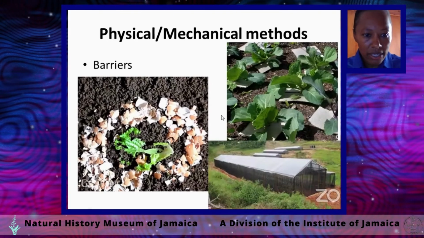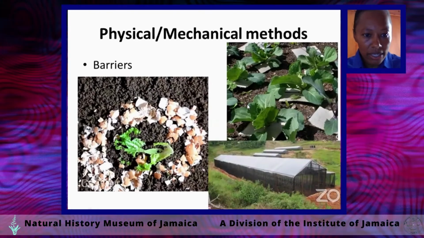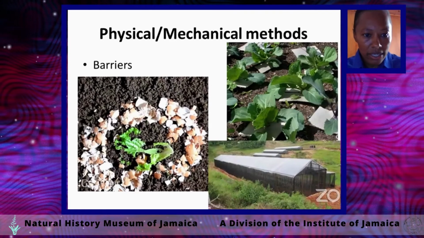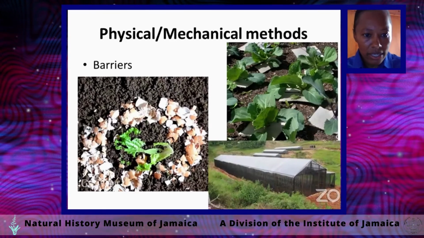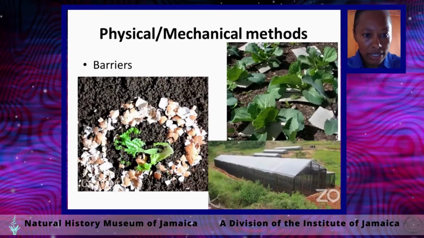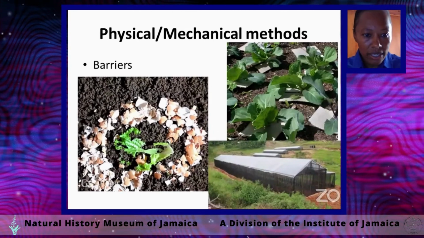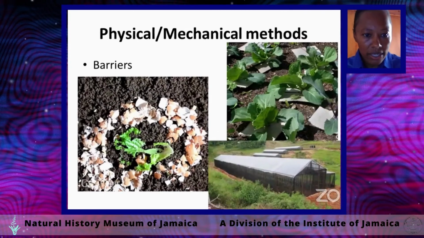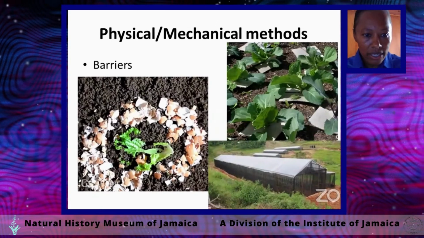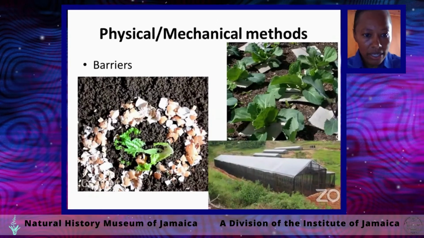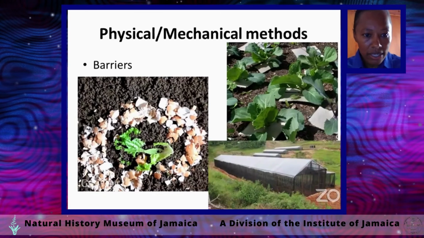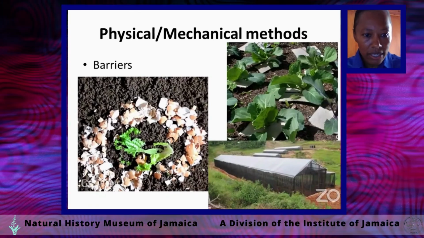The picture here is just some cardboard that is used to cover the bases of each plant. And what this does is to prevent insects like your cutworms from damaging the plant, because cutworms will just tend to snip the plant at the base and destroy them.